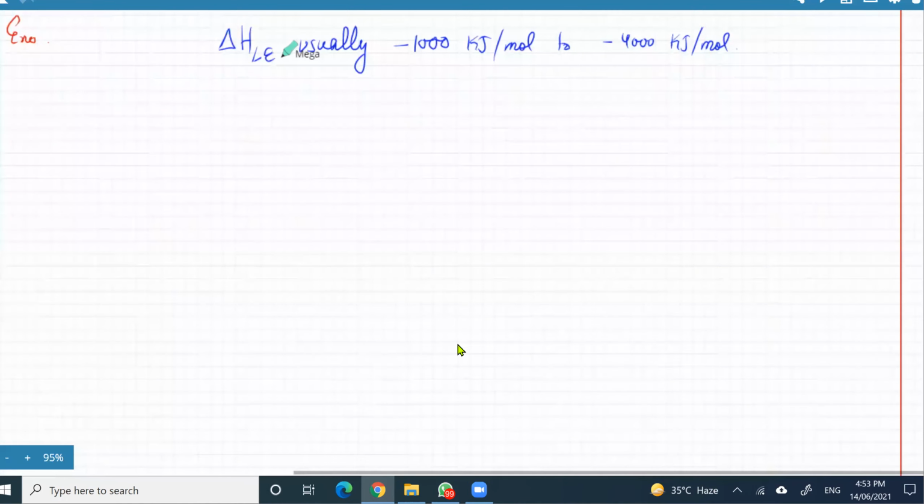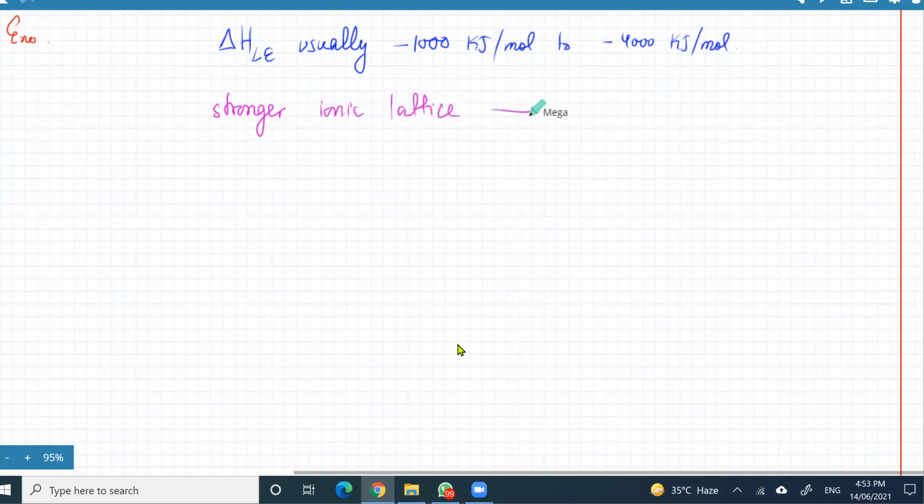Now, the stronger the lattice, if stronger ionic bonds are formed, then delta H lattice energy is going to be more exothermic. Okay, is that clear as well? Yes, sir. So it's going to be more exothermic.